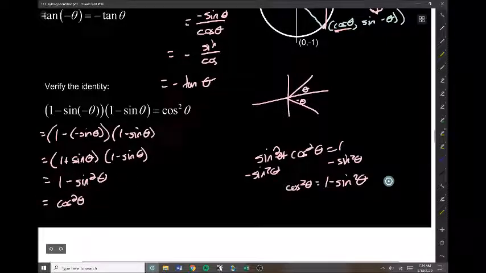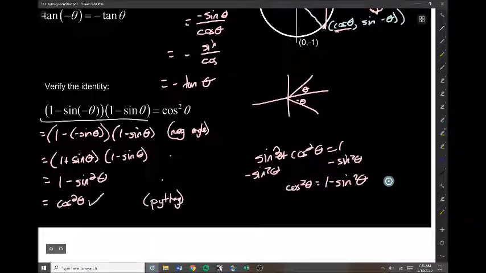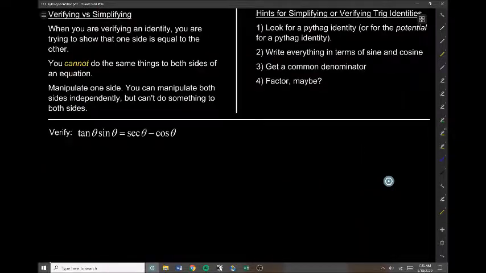So this was a negative angle identity. These two steps were just algebra, and this was a Pythag identity. I've now shown that this is true. It does actually equal cosine squared. I verified the identity. Verifying is the last piece we have for this.